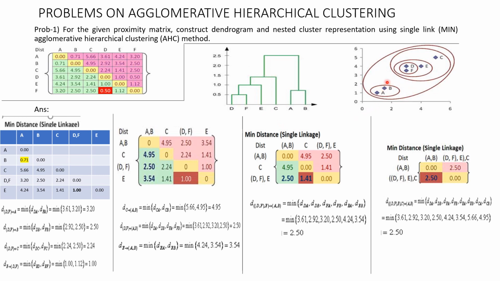Similarly, the nested cluster diagram also repeats the same thing. Initially, first D and F was merged. Okay. Next, A and B was merged. Next, DFE was merged. Okay, please see here. Next, CDFE was merged, right? And finally, the entire thing was merged. It is a simple method. You just have to practice that.